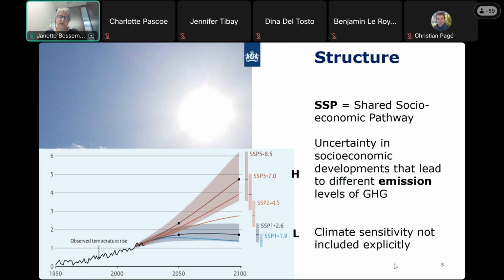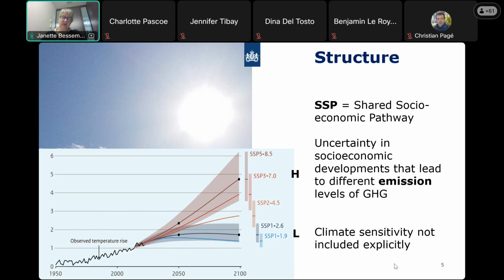Something more about the structure. We used two SSPs, especially the highest one and one of the lowest ones. So we used SSP 5 8.5 as the one for high CO2 emissions, and SSP 1 2.6 as representative for the low emissions. And there is a middle one in between, but we do not emphasize that much. I will tell later on why. But we did construct also scenarios for SSP 2 4.5. As global temperature rise, we used the temperatures that belong to the black dots on the line.